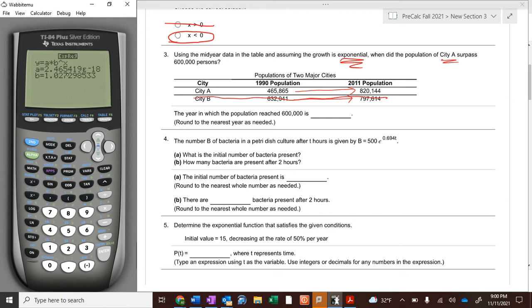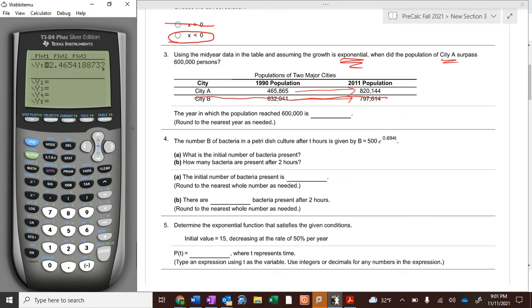So A is a very small number, almost 0 there. And then B is 1.027. Let's graph this once. So I'm going to do the stat calc exponential regression again, but I'm going to store my regression equation into y. So I'm going to go vars, y vars, enter, enter, enter, enter. And then I'm going to go y equals, clear out that bottom one, and I'm going to graph this.